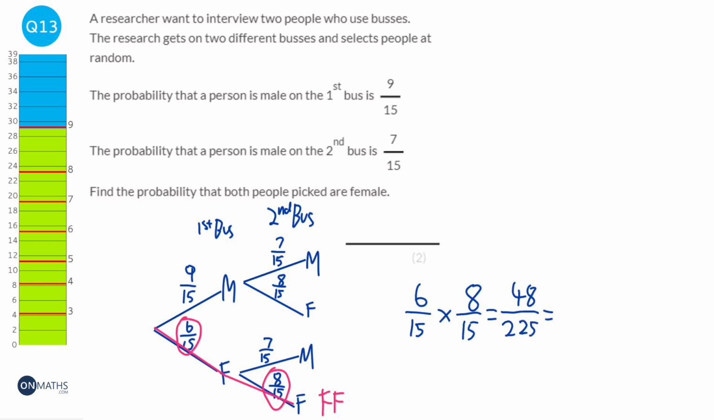Now you can actually cancel that down. So what you can do is divide top and bottom by 3, and that would be 16 over 75. So either 48 over 225 or 16 over 75.